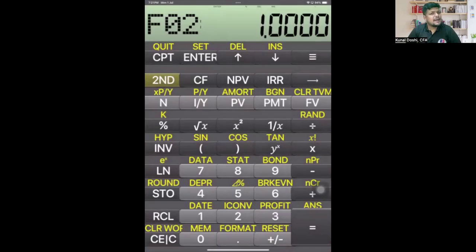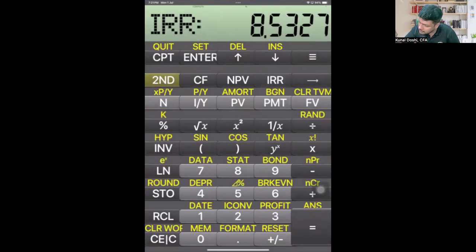And you already know money weighted rate of return is nothing but IRR, correct? So all the cash flows we've already put. All you need to do is that there is a function called IRR above PMT. Press IRR and press compute. You'll get 9.39 or approximately 9.4. Everyone with me on this?